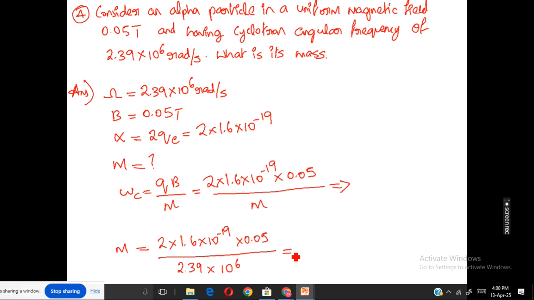It will be 6.69 into 10 raised to minus 27 kilogram. Mass of the alpha particle is 6.69 into 10 raised to minus 27 kilograms. This is the mass of the alpha particle. Next question.